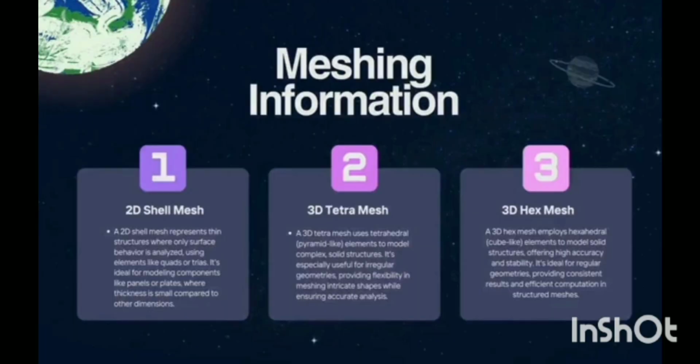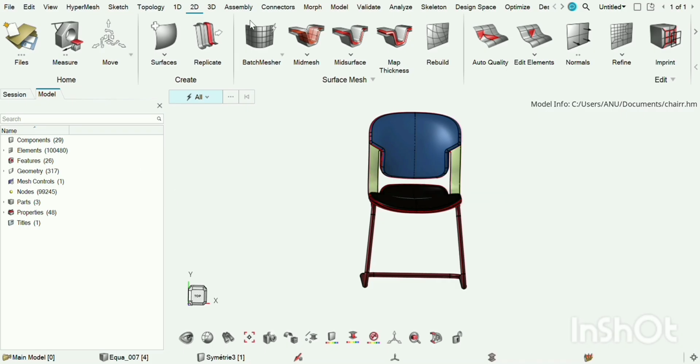These are the meshing types: 2D shell mesh, 3D tetra mesh, and 3D hexa mesh. In this, we are doing meshing on a shared solid object. First, we have to select the 2D object.